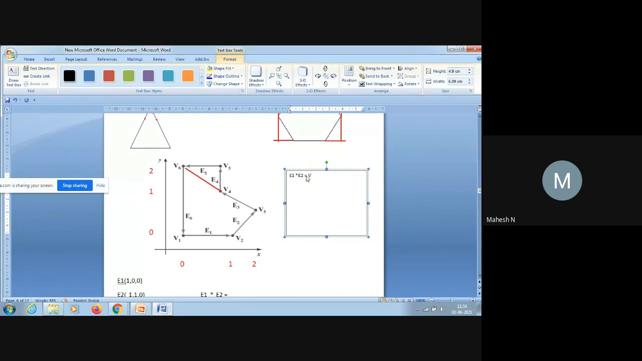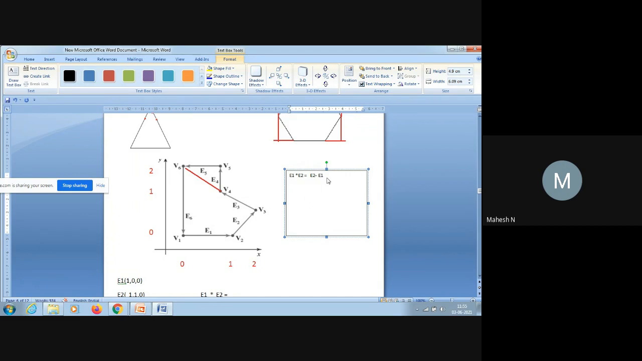So it is nothing but E2 minus E1. So the cross product of edge E1 and E2 is nothing but edge 2 minus edge 1. Okay, edge 2 minus edge 1. So now let us find what is E1 and what is E2.